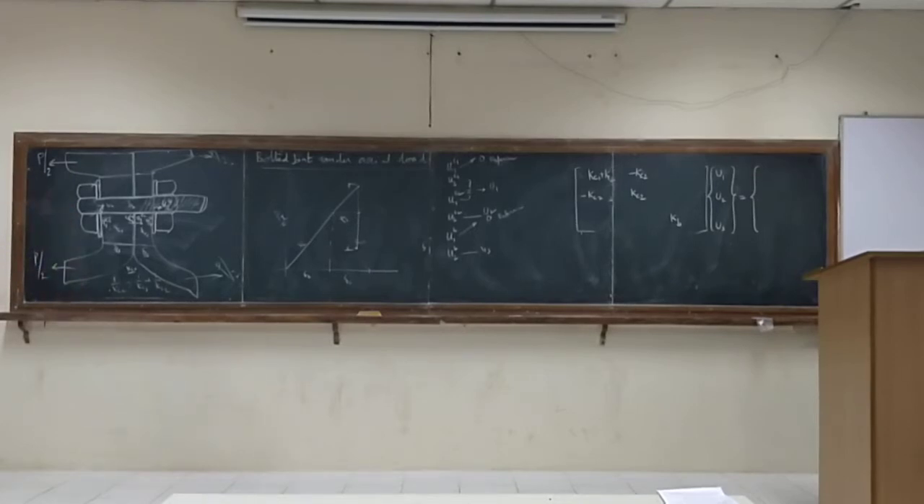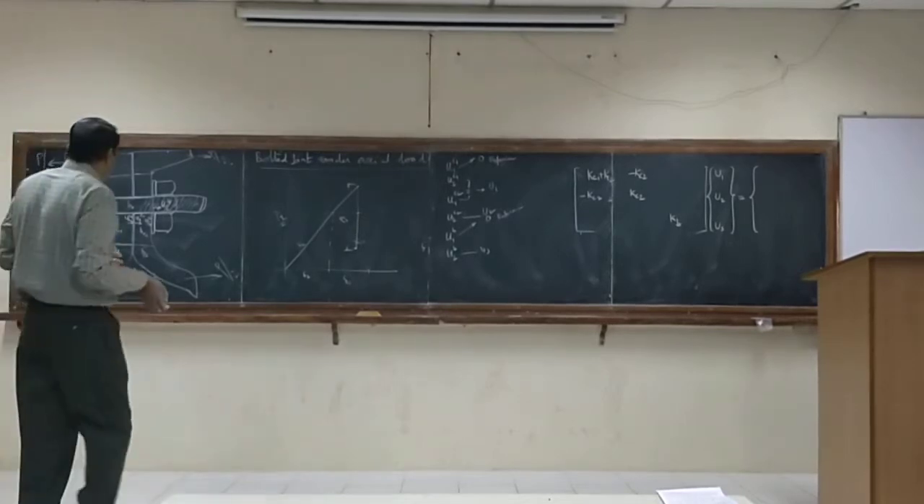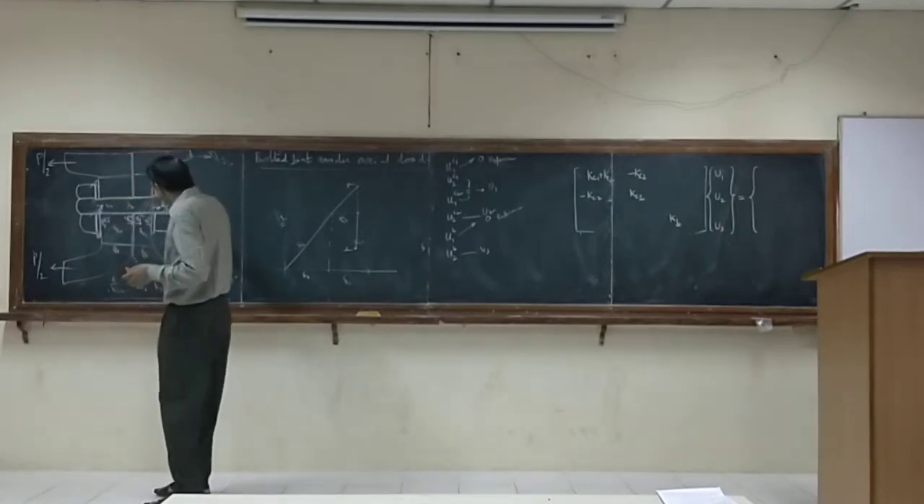what is the information available for us? We snugly fit the nut, then we tighten the nut by half a turn or 1 full turn or a fraction of a turn. That means after a snug fit, we tighten this by some amount of delta.